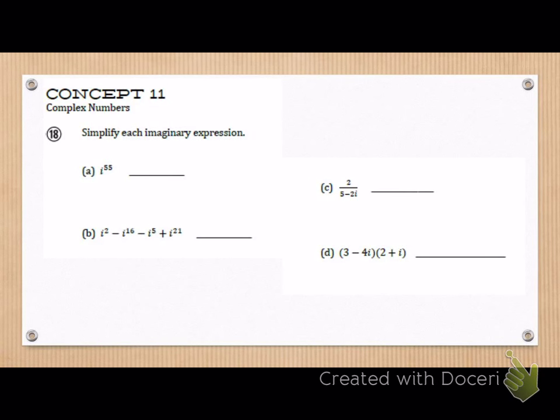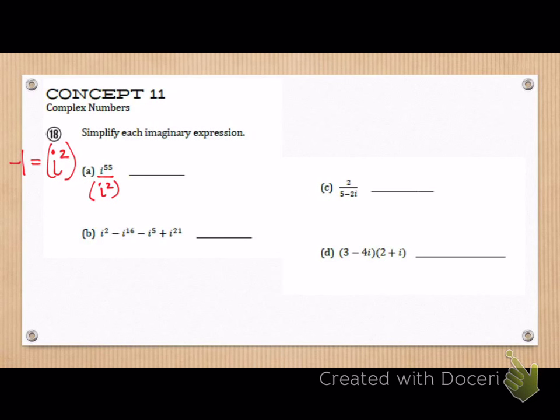All right, we are looking at complex numbers this time, and we'll go ahead and start with this one here. When we're doing these, the one thing you need to know is that i squared is equal to -1. So we want to figure out how many i squareds are really in here.